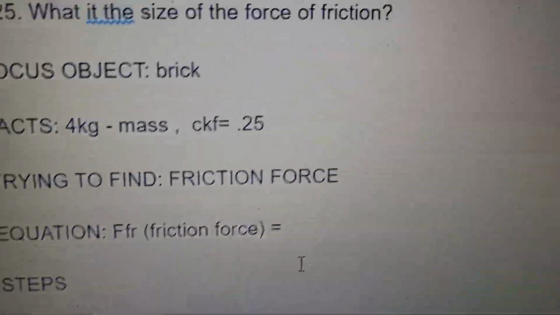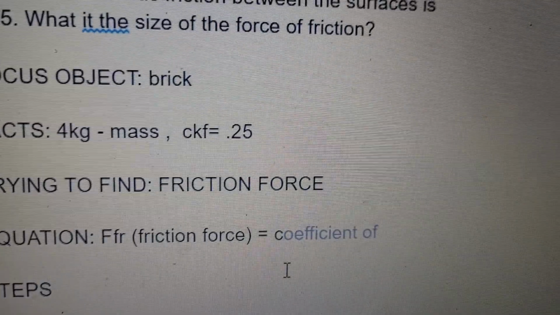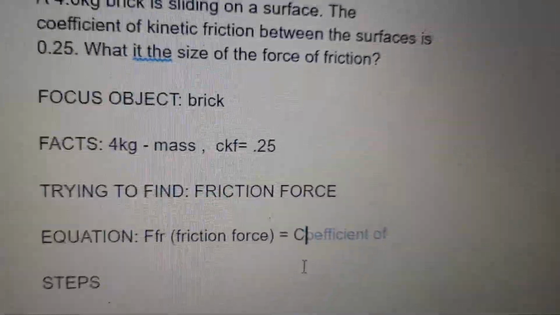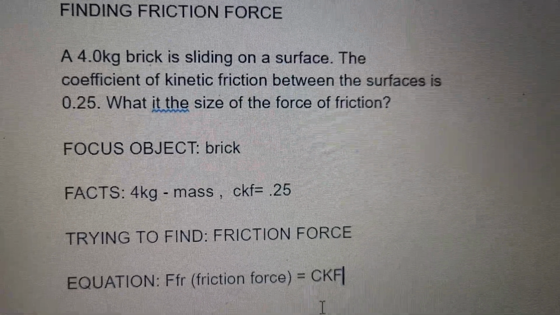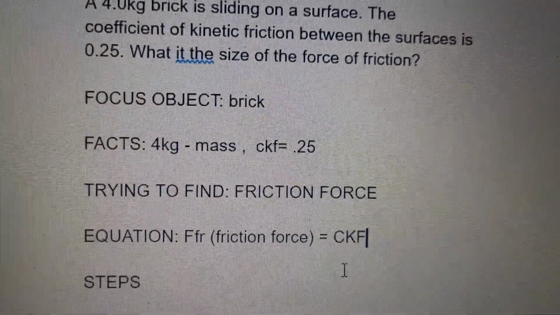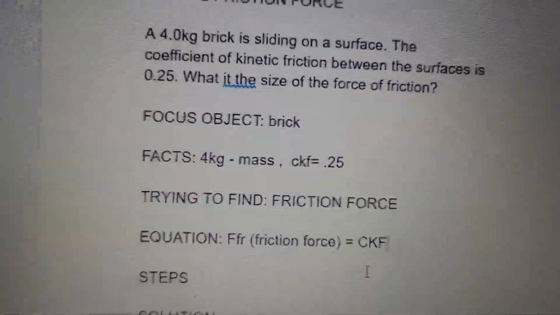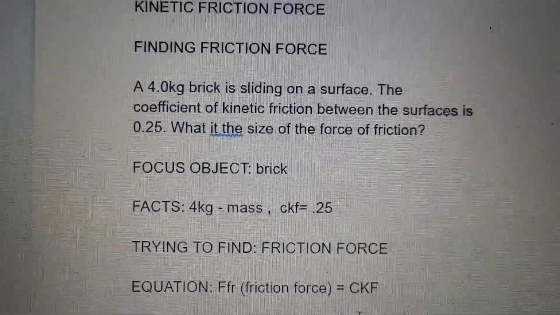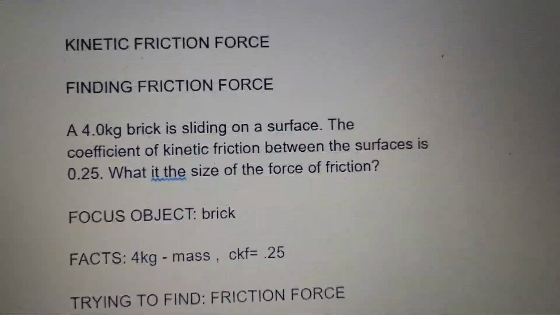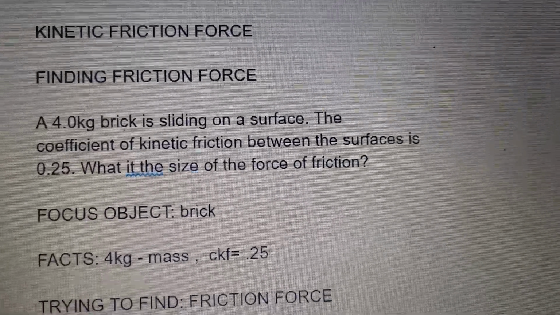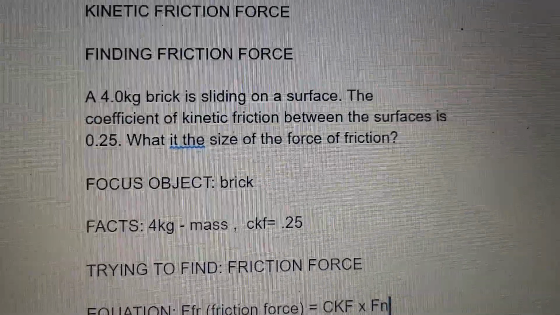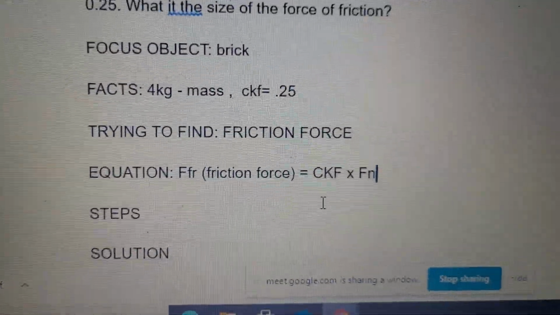So friction force equals the coefficient. I'm going to write, again, CKF as a short term for coefficient of kinetic friction. That's my short term. You can use it if you like. So CKF, and then it's being multiplied by F_N. What's F_N? Can you remember that? Net force.